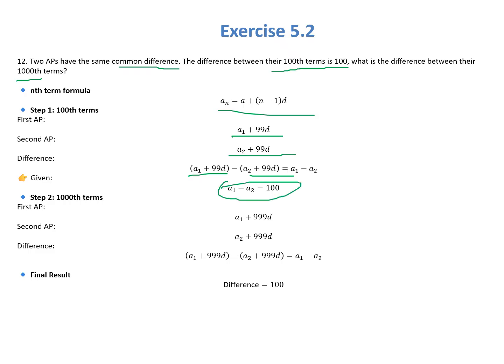Now we have to find the difference between the 1000th terms. So we'll again use the formula, A1 plus 999d minus (A2 plus 999d). When we solve it, we get the value of A1 minus A2. And this A1 minus A2 has already been evaluated. It is giving 100. So the difference between the 1000th terms is also equal to 100, because we substitute the value of A1 minus A2, which is already 100 from the first equation. So the difference in the 1000th terms is also 100. So we'll move to the next slide.